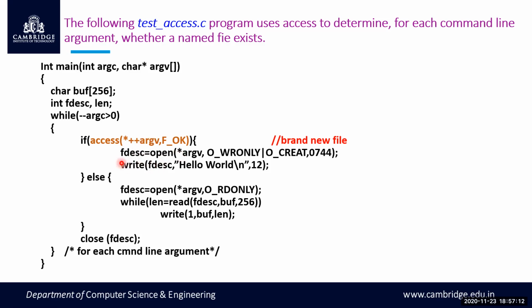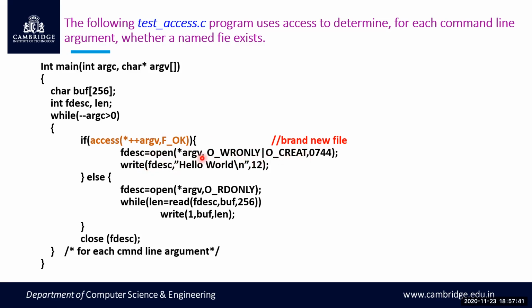So what I'm checking here, if it is not existing. What is the return value of access? The return value is 0 if it is successful. So if it is 0, it goes to the else part. If it is -1, it comes inside. That means if this file does not exist, then it is assumed to be a brand new file, and then it will enter inside and create this.